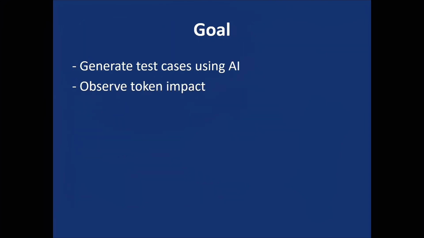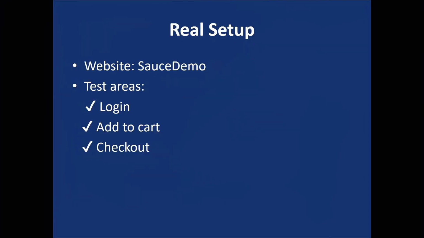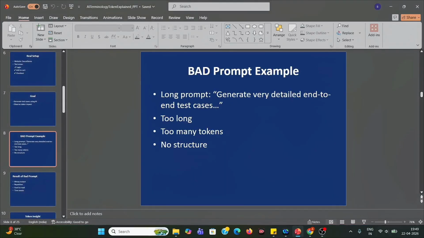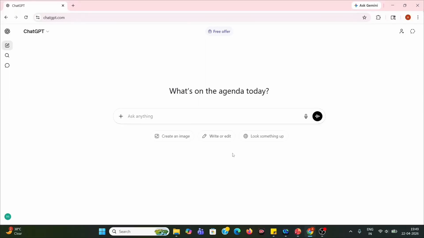So I'm going to take one real setup, SauceDemo.com. This is a demo e-commerce site where we can test login, add to cart, and checkout. Now we're going to use AI to generate test cases and see how tokens shape everything. Let me quickly share an example here. Let's suppose I give one bad prompt. I will give one AI prompt.